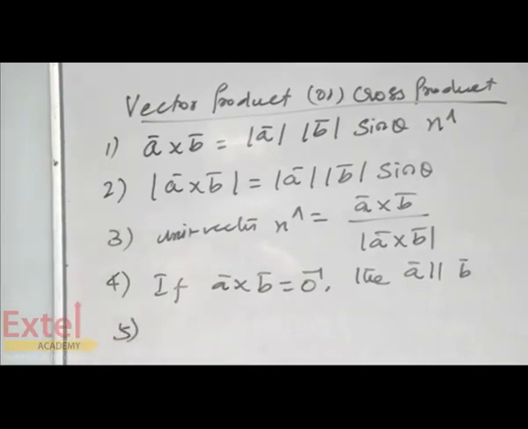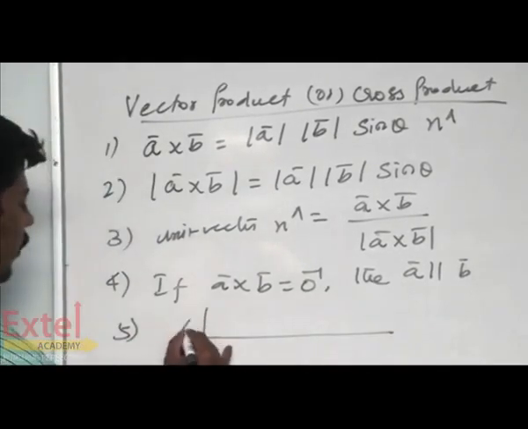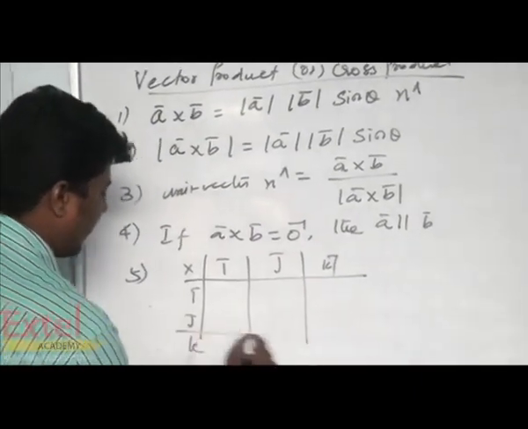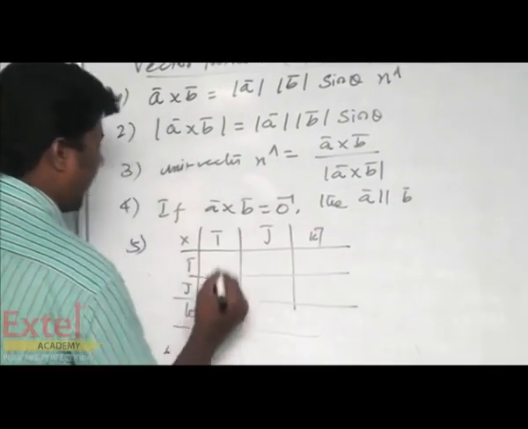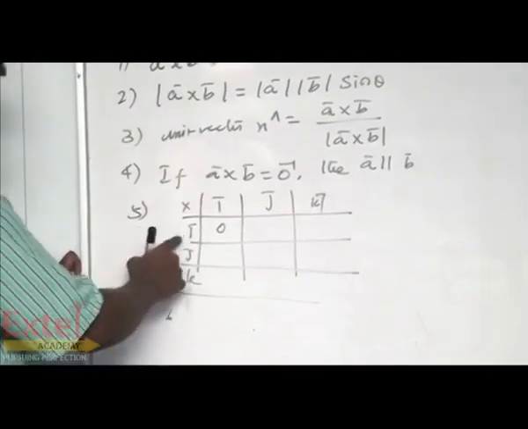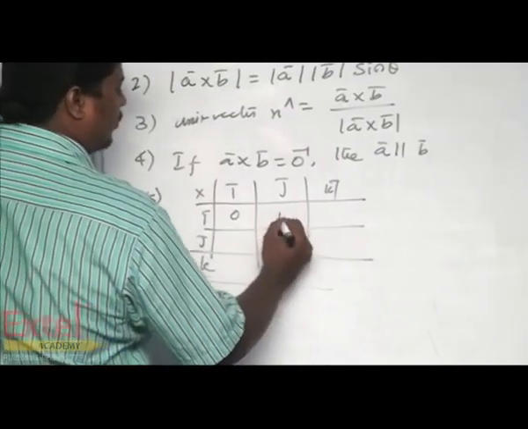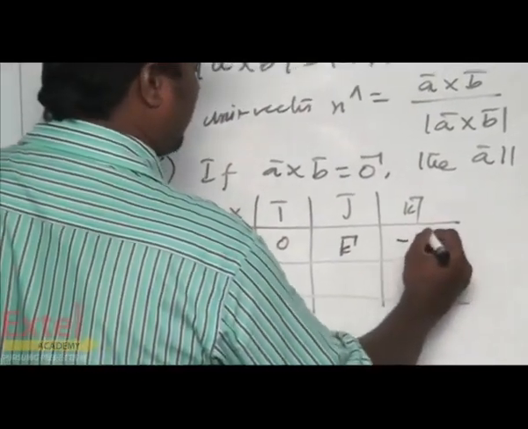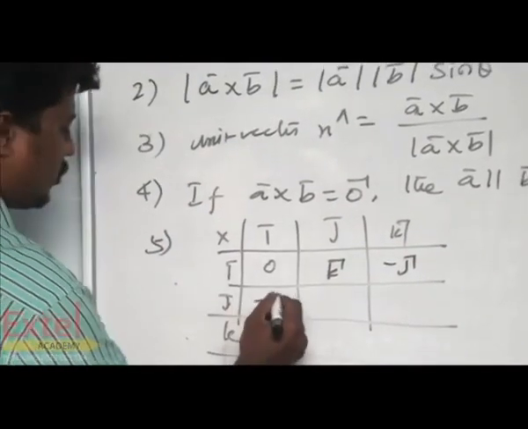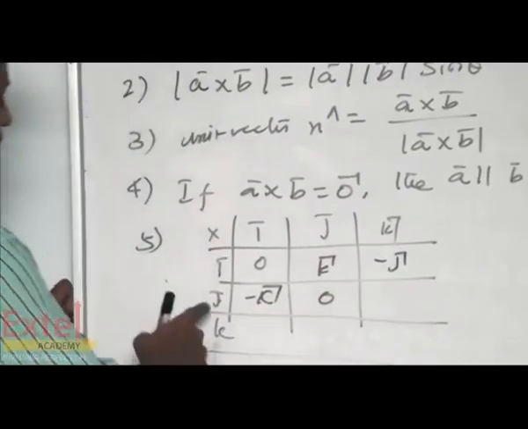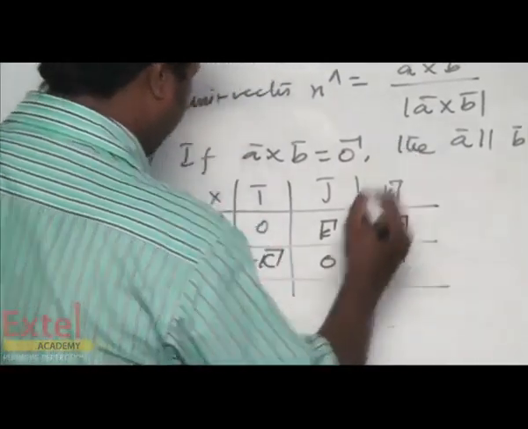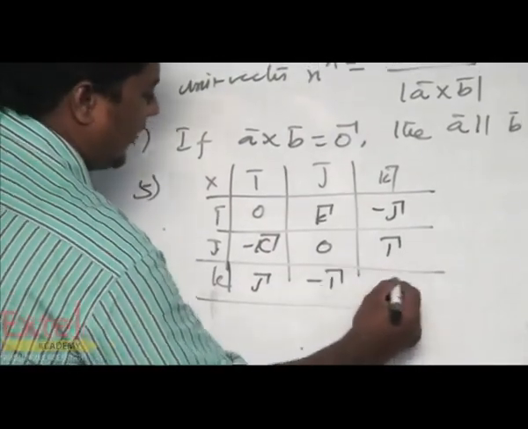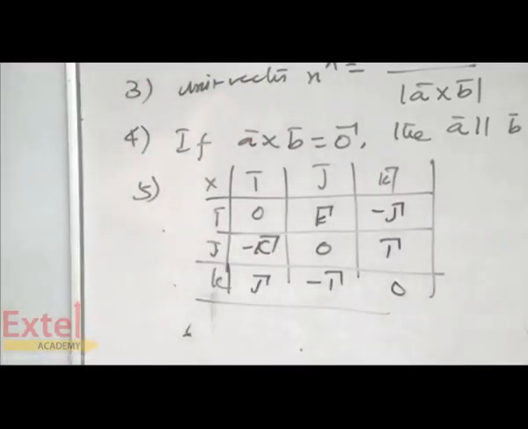The fifth property we can say is the cross product of i, j, k. So here we can say i cross i is equal to 0. i cross j is equal to k vector because of clockwise. Next, k cross i is j vector, and i cross k is minus j vector. j cross i is equal to minus k vector. j cross k is equal to i vector. k cross j is equal to minus i. So this is the important property of a cross product.